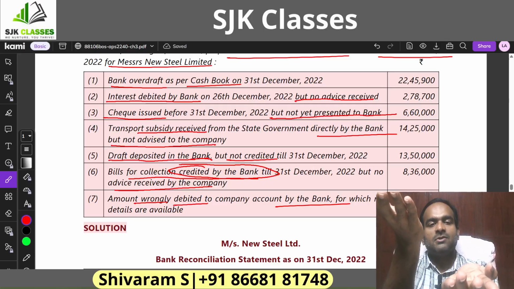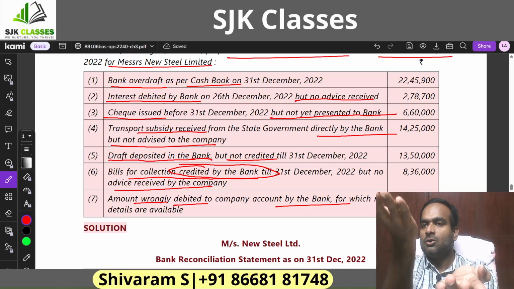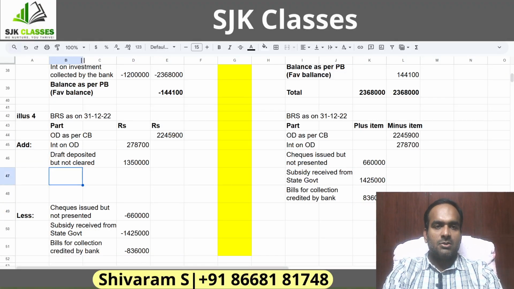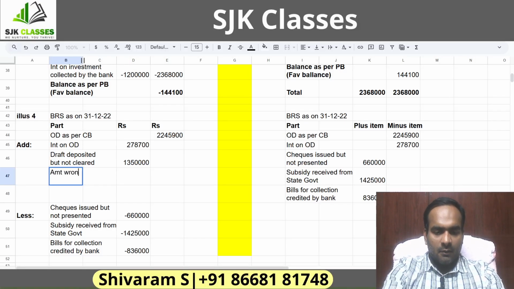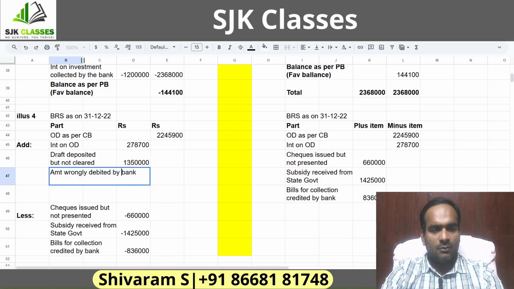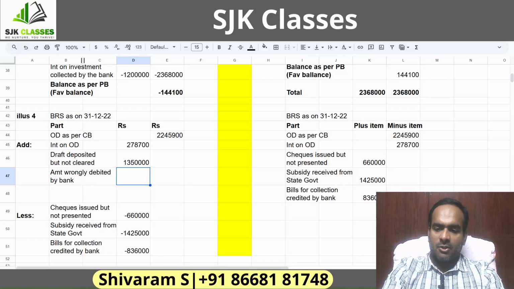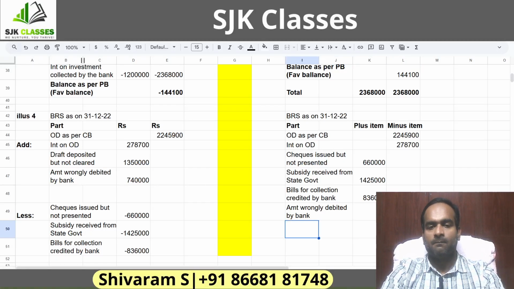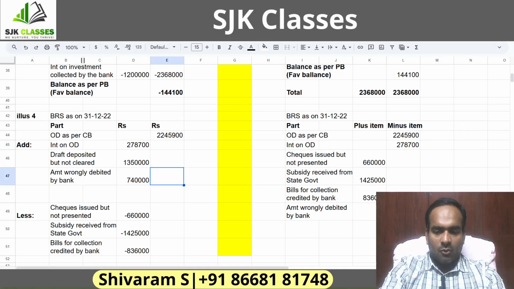Now for BRS, strictly plus minus your left hand only. To match with the right hand, you have to increase your left hand. So this is a case of addition. Come to the add section. It is amount wrongly debited by bank. That's the scenario. And what is the value? The value is 7,40,000. So it will be shown in the positive section, and here the answer will come in the negative column, minus 7,40,000. It will just change the signs. That's it, over. Everything is done. Now go for the totaling.